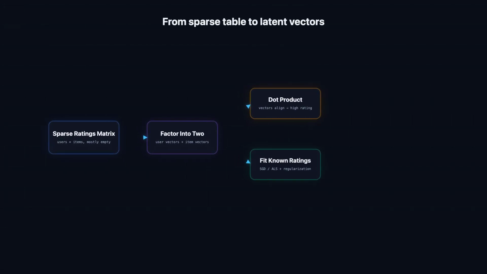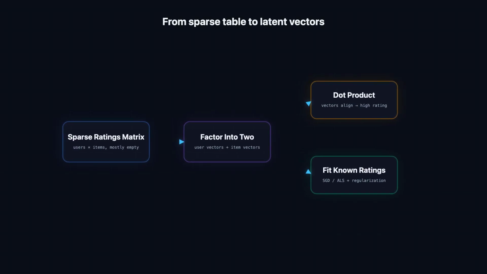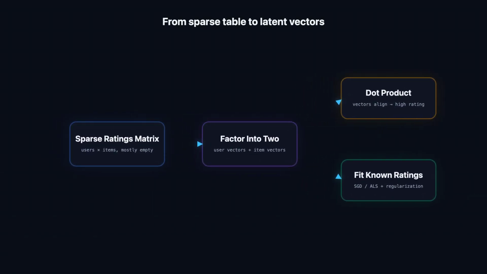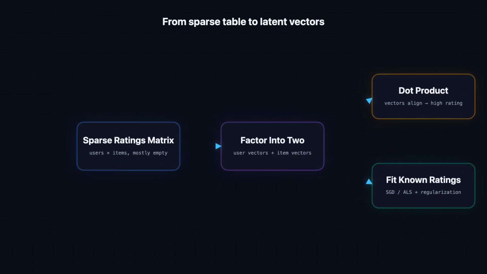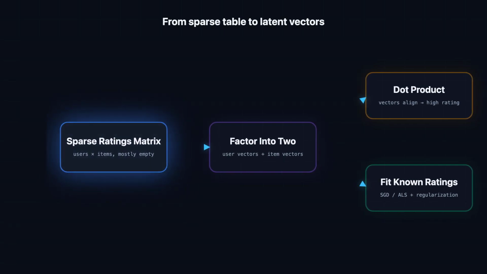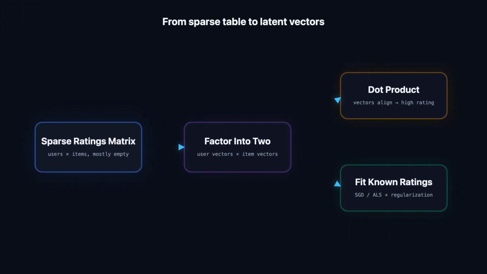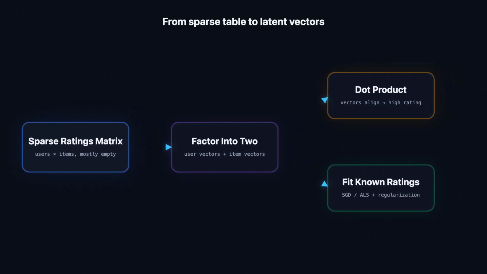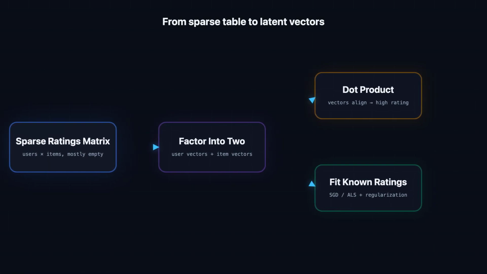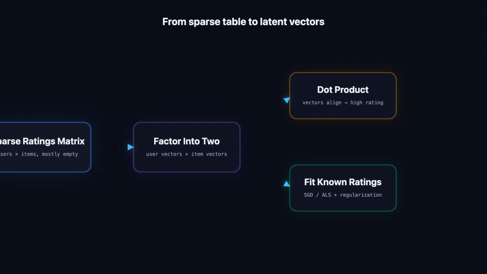The core idea is surprisingly geometric. Follow the sparse ratings table as it gets broken into something far smaller and far more useful. We start with that huge, mostly empty user item matrix. Millions of people down the side, thousands of movies across the top, and only a sprinkling of actual ratings scattered through it. Storing it raw tells us nothing about the gaps.